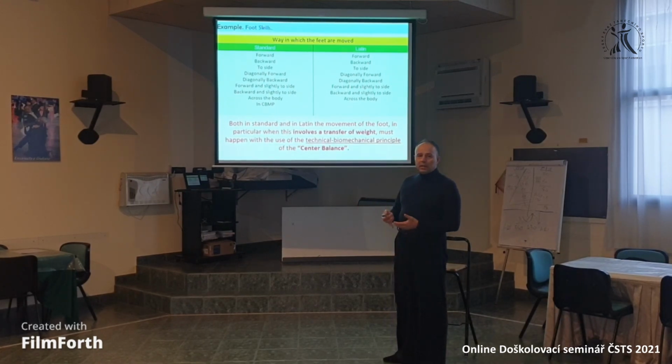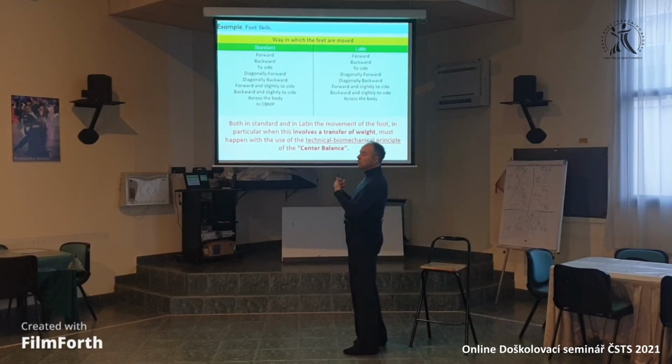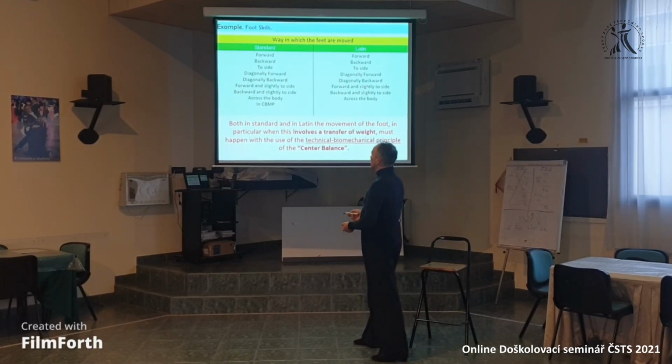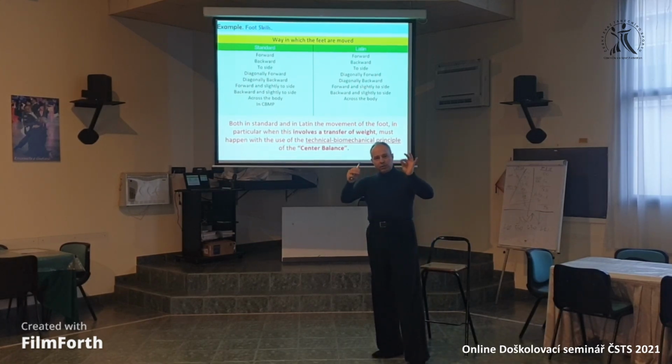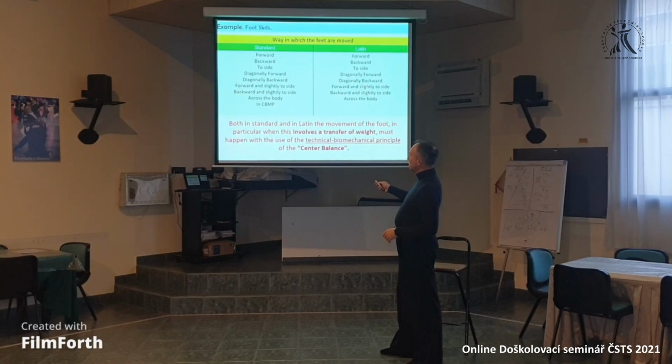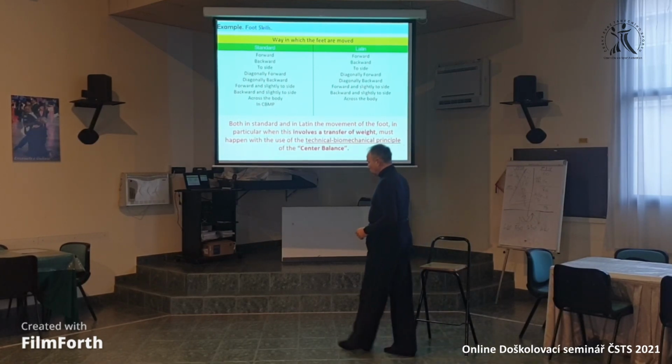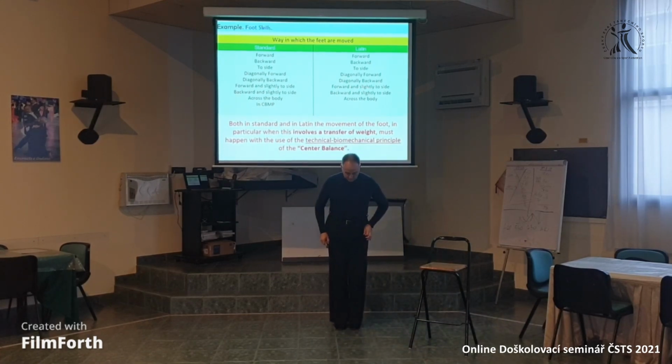So, which are the elements in terms of foot placement when we consider a movement of the foot? The foot can move forward, and forward doesn't mean forward generally, but forward with a specific rule; backward, to side, diagonally forward, diagonally backward, forward slightly to side, backward slightly to side, across the body, and forward or backward in CBMP. So, I make an example. If I have to go forward, it really means that my foot moves in a clear track forward in relation to the other.